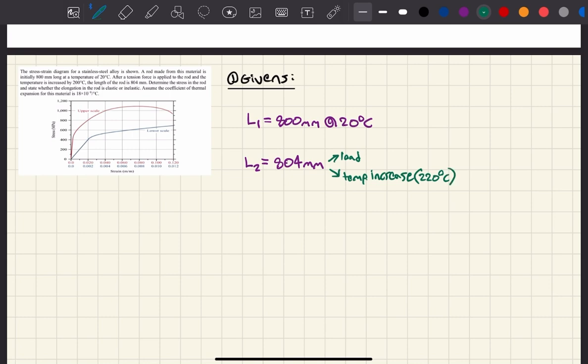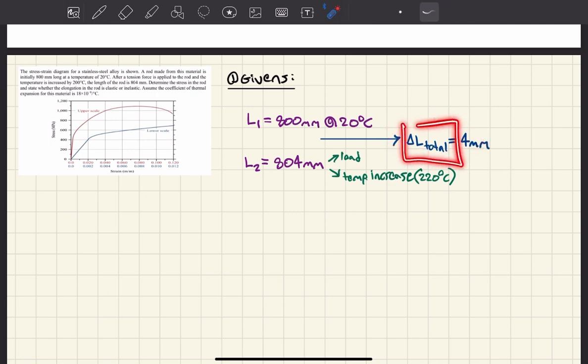Okay, so this is a good starting point, but we're going to get more specific. We want to define specific values, and they're pretty straightforward. We can define the elongation, the change between state 2 and state 1. We'll call this the total elongation. It's simply 4 millimeters, so 804 minus 800.